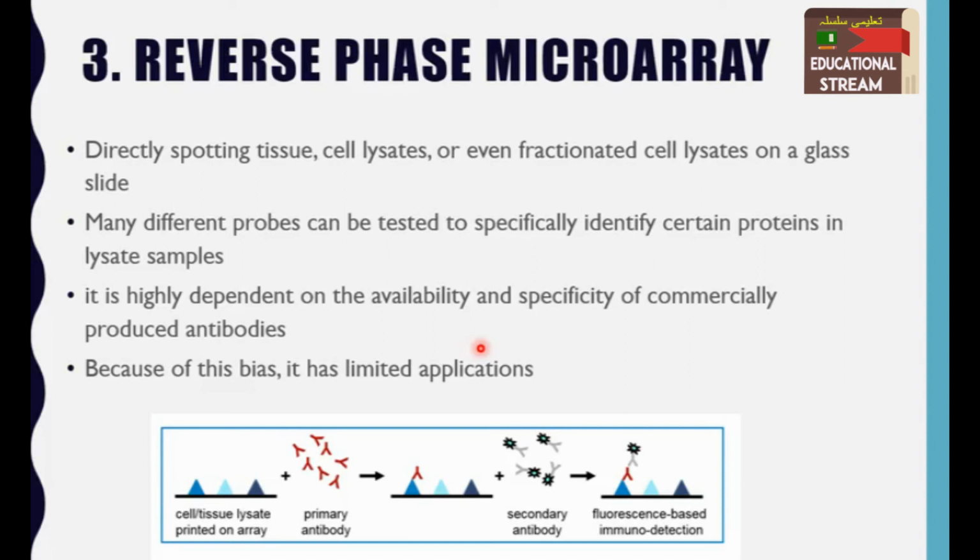This technique was first employed in 2001, in which scientists successfully detected different proteins in different stages of cancer. So this technique is used for identification of different kinds of proteins under different diseases. It has only one drawback, which is the specificity of the commercially produced antibodies.